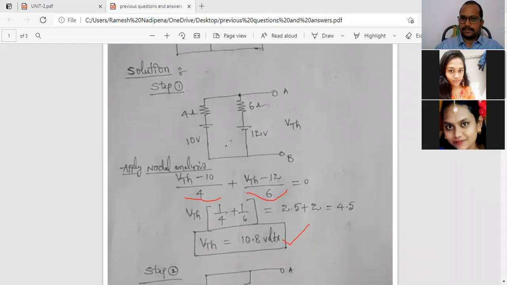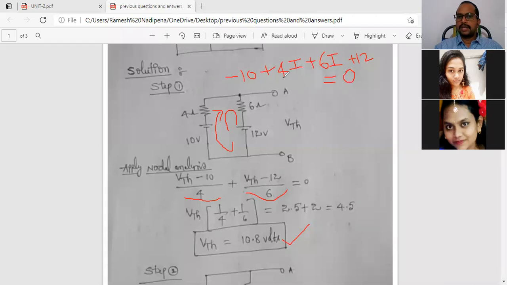So apply KVL. Apply KVL means let us assume some current flows here like this. First we have to calculate the current passing through this loop. So for that, the KVL procedure: minus 10 plus 4 into I, let us assume some current I, plus 6 into I. According to the current direction, plus 12 is equal to 0.